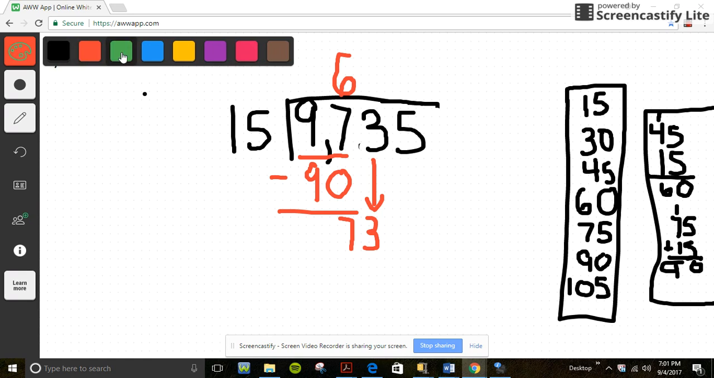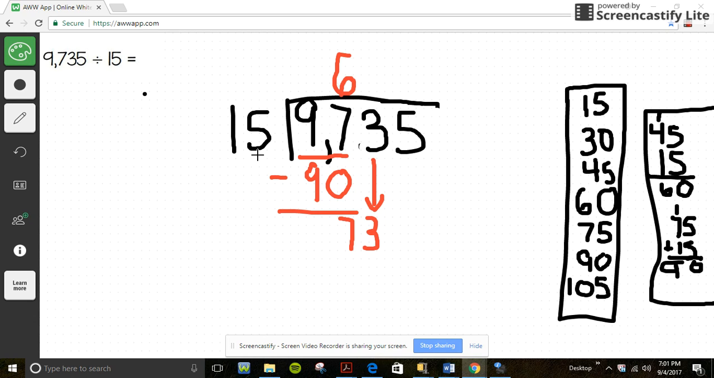I'm going to change out the color on this one, though. I'm going to ask how many times does 15 go into 7? It cannot. How many times does 15 go into 73? We look over here. We see 75, but that makes it too big. So we have to go with the next number that's the smallest, which is 60. So the correct answer to put underneath here is 60. And again, it's important that we keep it in its column.